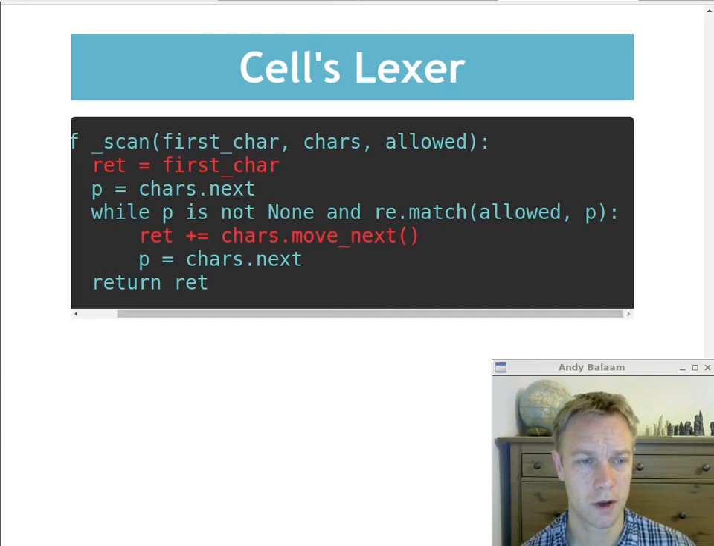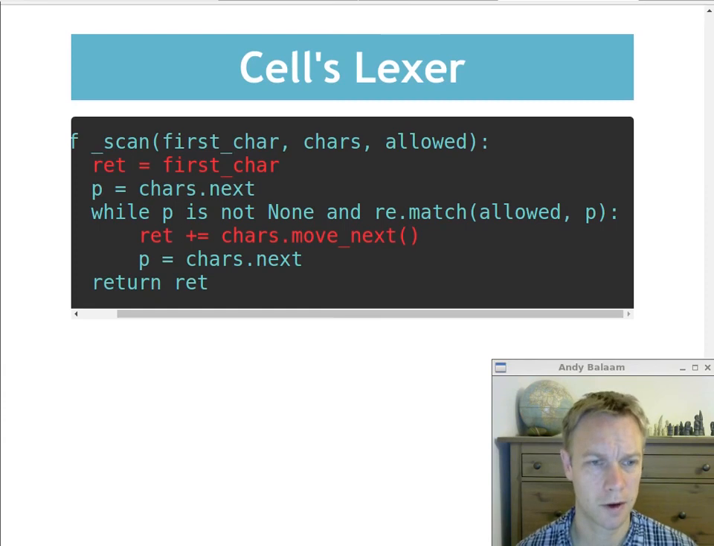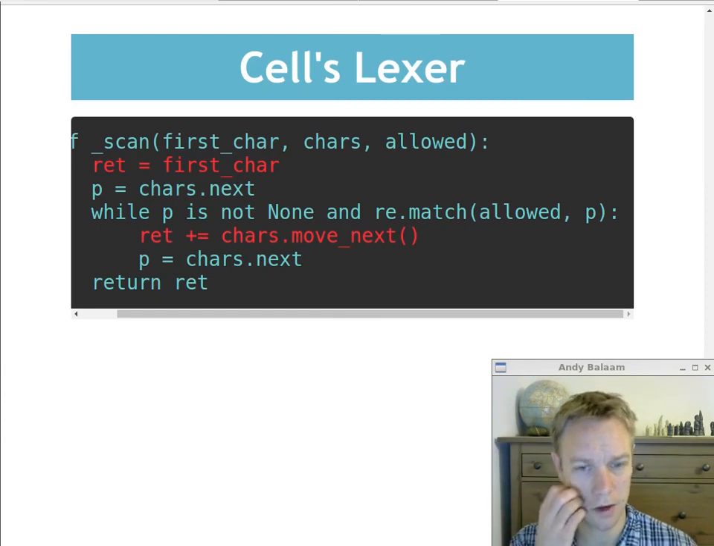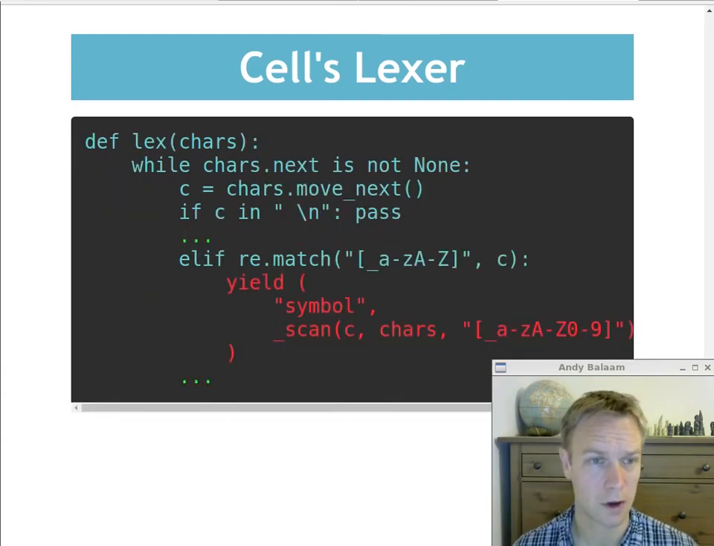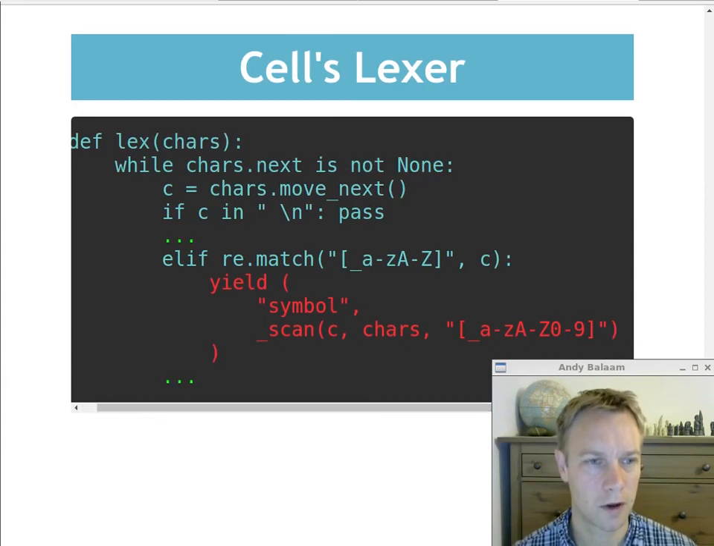Then we just move on to the next character and keep on adding to the return value the answer we're building up until we stop finding any character that's allowed, and at that point we return it. So that was it for digits. Once we've returned back that value, we've got the number because we've obviously got to a character that isn't allowed in a number, for example, a space. So we've finished with that token, we yield it up.